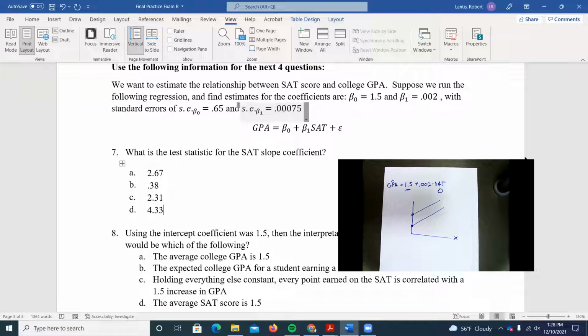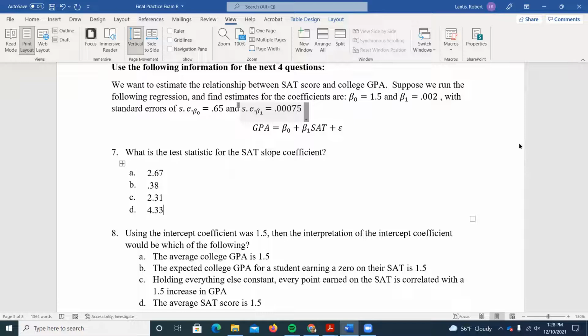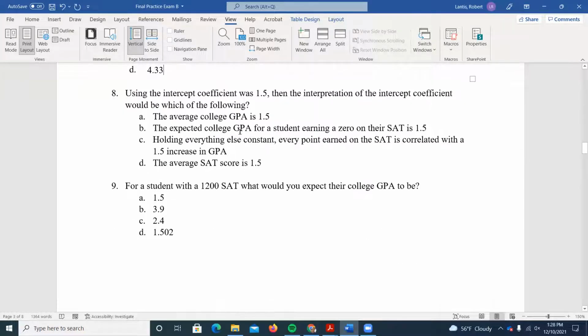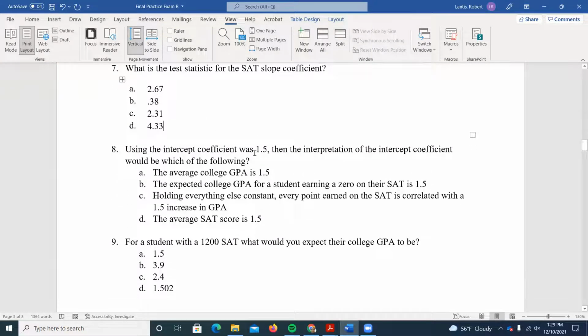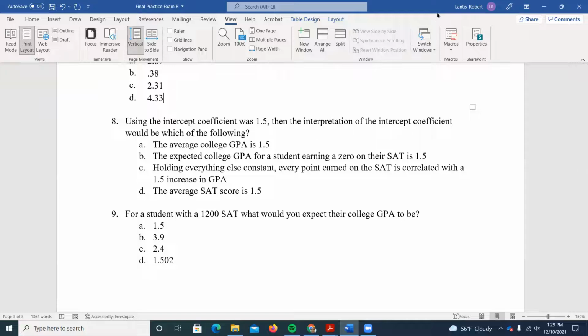Any other questions? Those are good. So we had what? The expected GPA for an SAT of 0 is 1.5. What if I had a student who scored a 1200 on the SAT? What would their predicted GPA be?